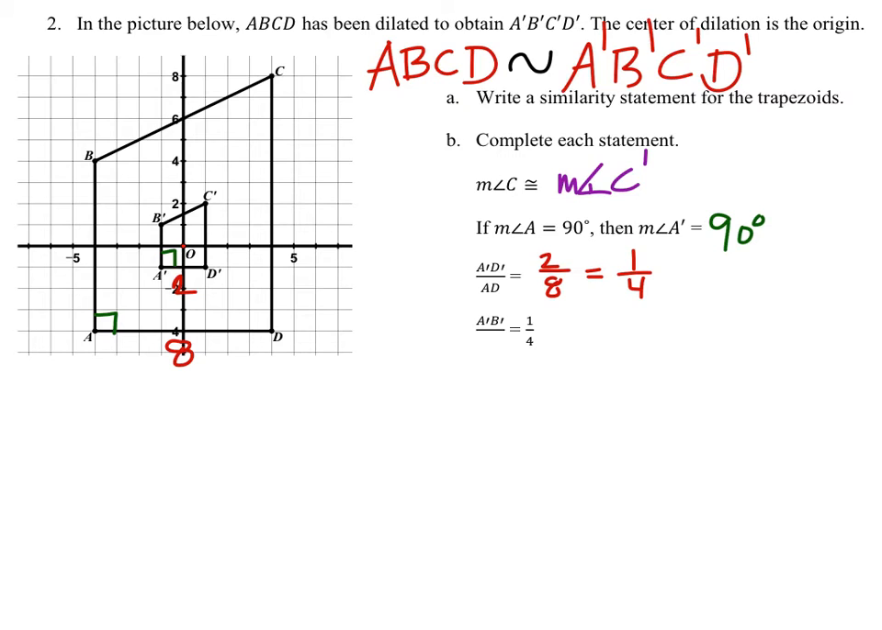We see that the image is smaller than the pre-image, so it has to be less than 1. And then finally, A prime B prime equals 1/4. That's the scale factor, just like it is right here. But then we would have to divide it by its corresponding segment, AB.